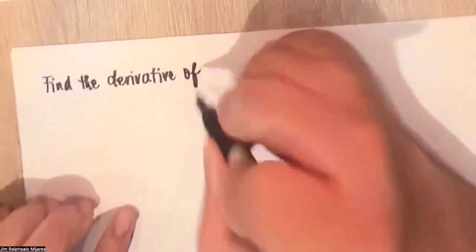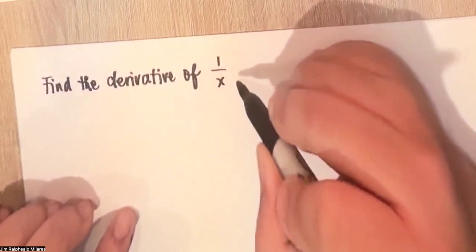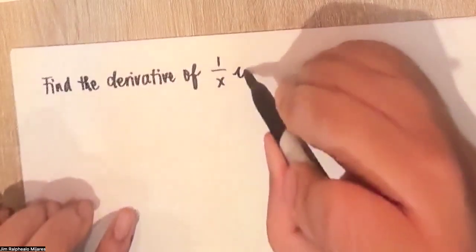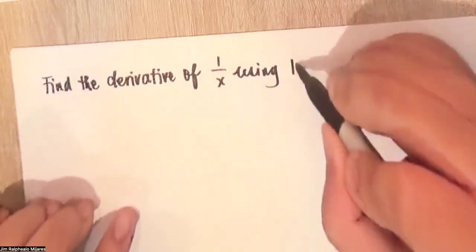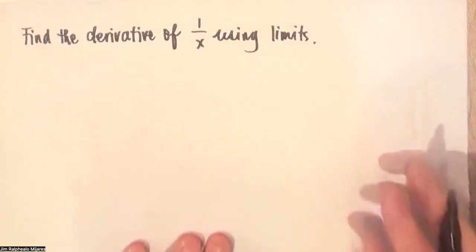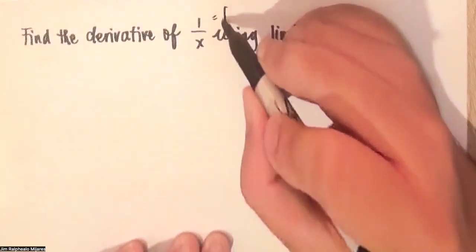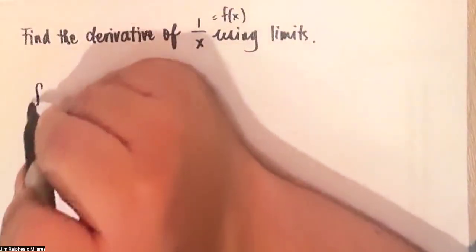So let's try to find the derivative of, let's say, 1 over x using limits. Okay? So, calling this our f of x, f prime of x then is equal to what?